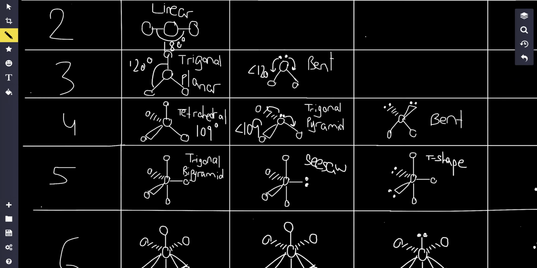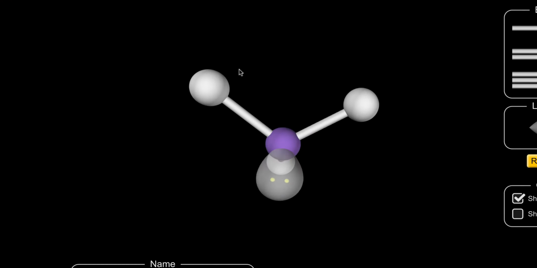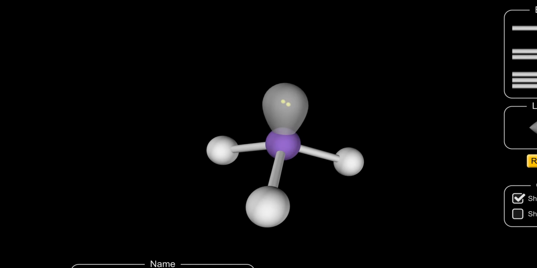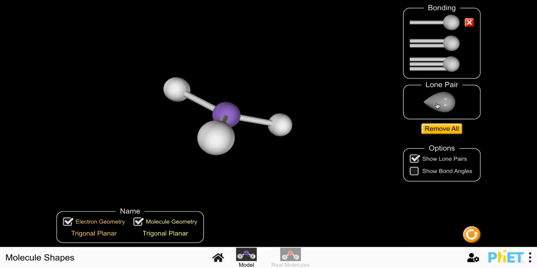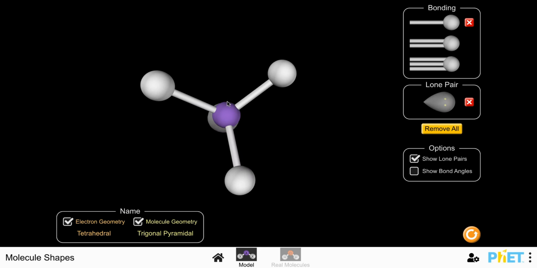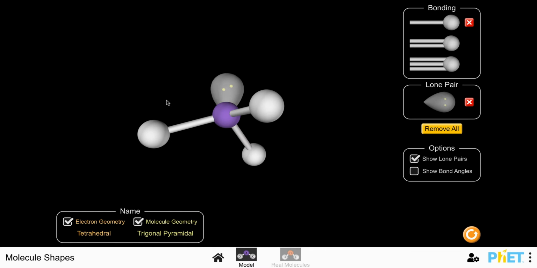And if you just wanted to visualize this, here you go, right? This is going to be the structure right over here. Imagine if I took away the lone pair, added this, it's going to be tetrahedral. When I add the lone pair, trigonal pyramidal. All right, it looks like a pyramid, right? It's like a triangle, and it's like a pyramid. So yeah.